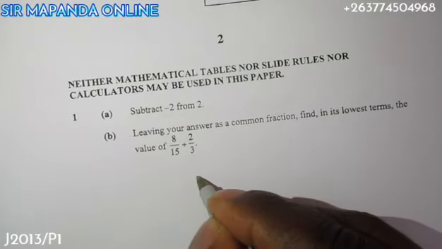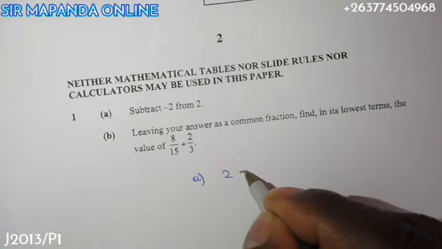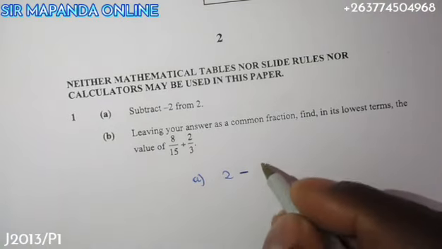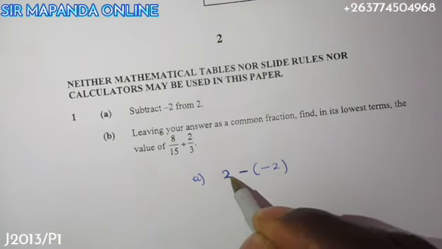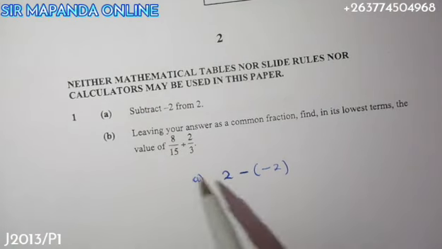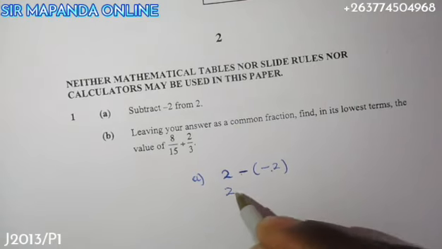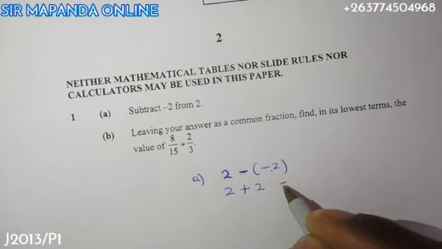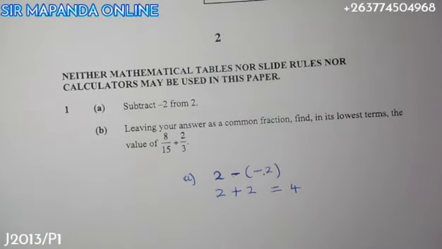So when writing, you are going to start with this 2, then you are subtracting minus 2 from 2. So you are going to have two negative signs. So this negative sign is indicating that you are subtracting, and the number that you are subtracting is minus 2. Negative times negative, it gives you plus. So 2 plus 2 is equals to 4. This is your answer. We move on to part B.